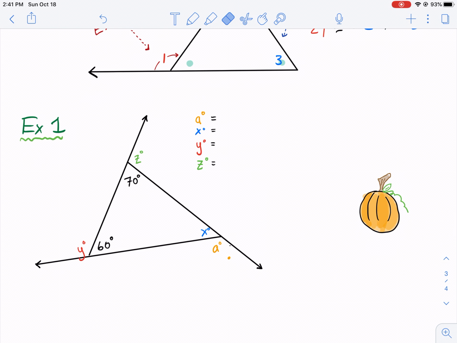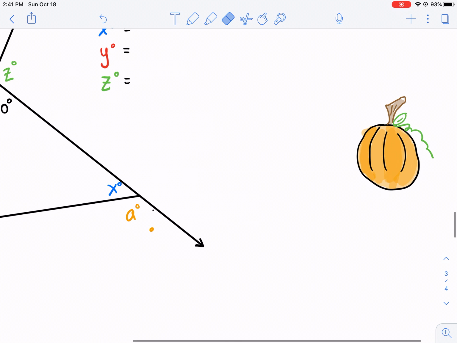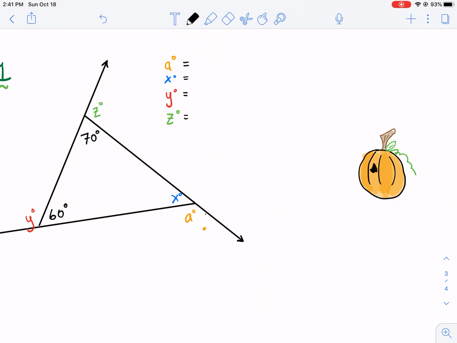Okay. So let's go ahead and put this into practice with example 1. This is our one and only example. Kind of a sad-looking pumpkin here. Maybe we should make a face on him real quick just so he doesn't look so sad and lonely.